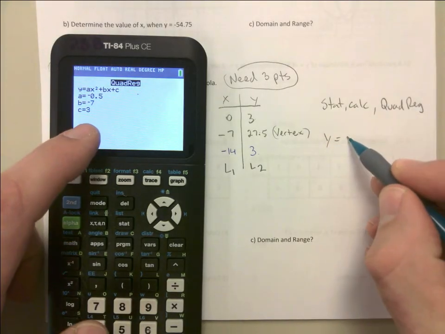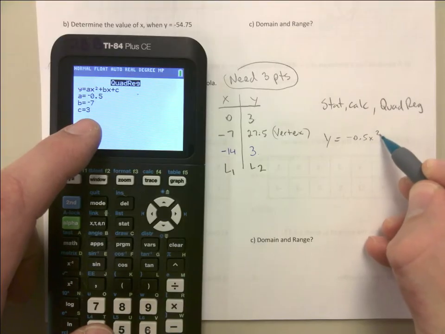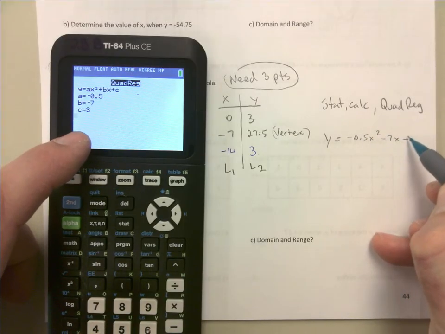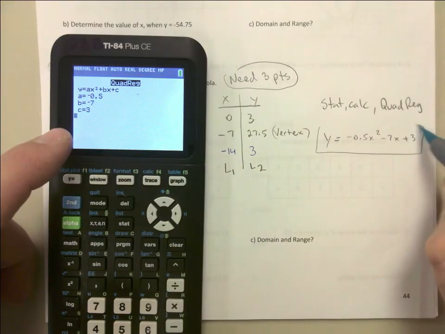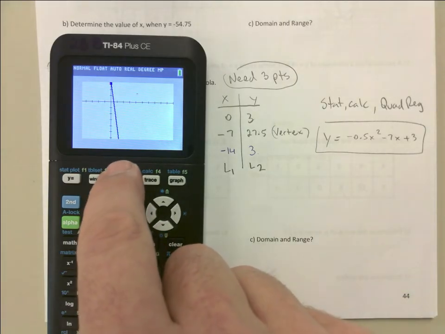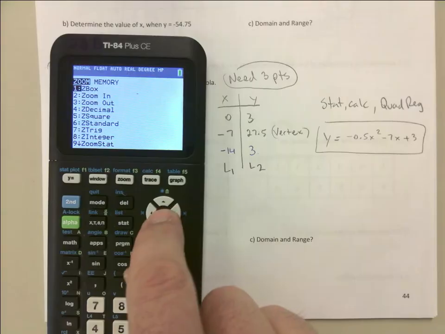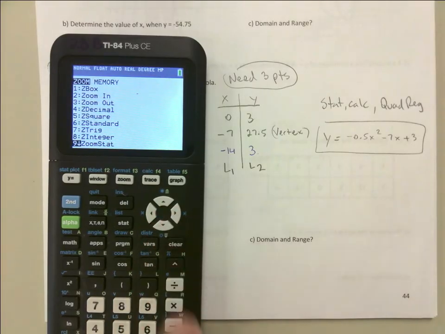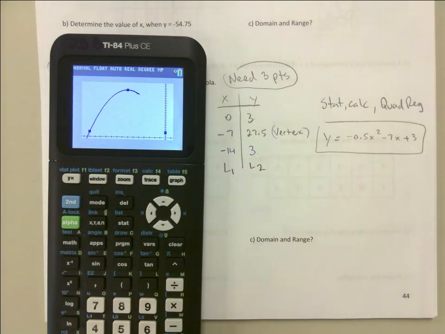But it's still good practice to have that. So this equation ends up being that. I'm going to hit graph. Why is mine not working? Because I didn't do the zoom stat thing. Zoom stat needs to be pressed so that all the points show up on your screen, and mine works just fine there.